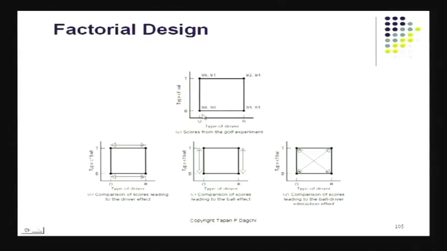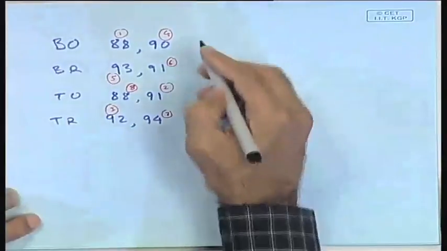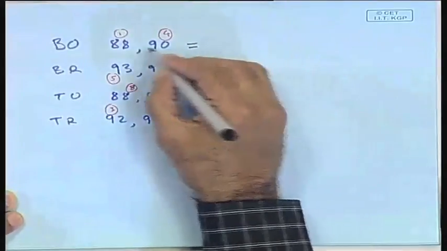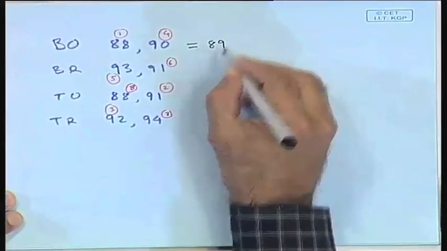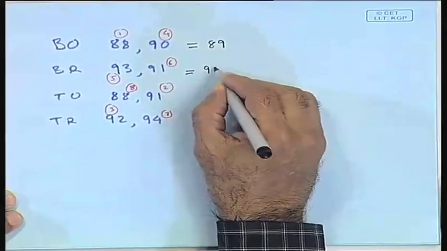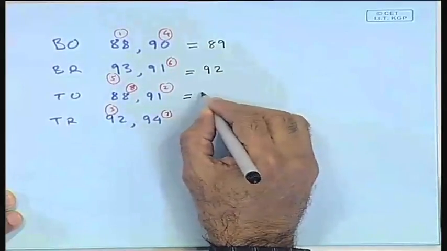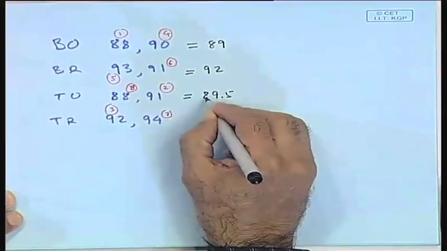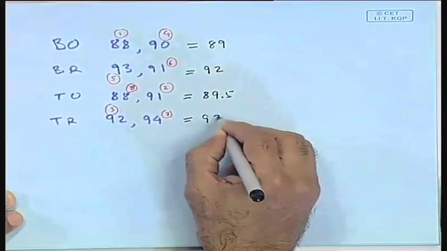This, of course, is not going to be terribly difficult. This is going to be 89. This is going to be 92. This is going to be 93. And this is going to be basically 89.5. Those are going to be my averages. So let me write down my averages. Average score is going to be here 89, then 92, then 89.5, and this is going to be 93. These are the averages.